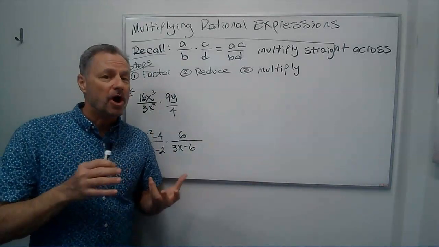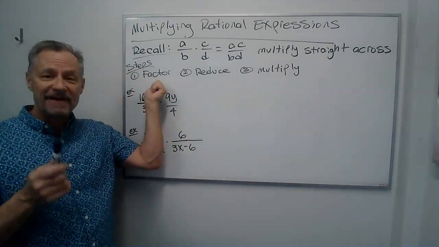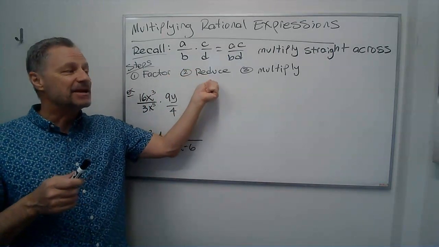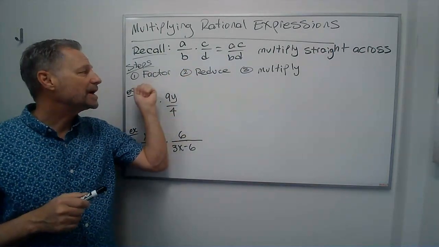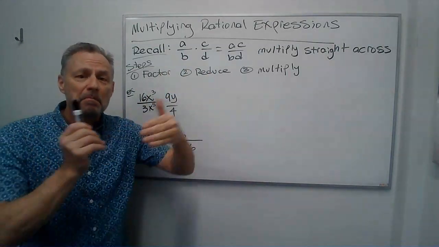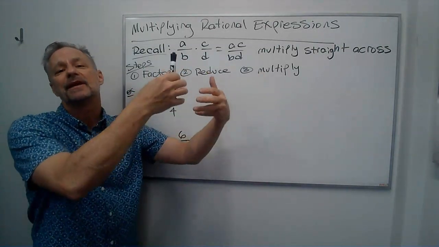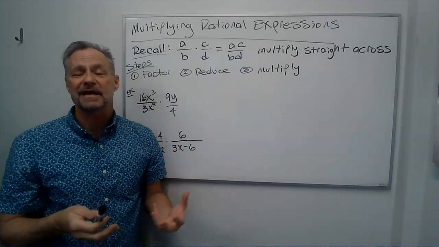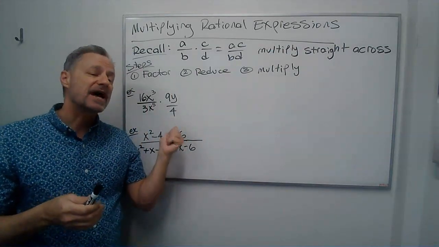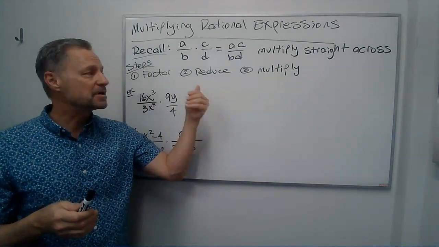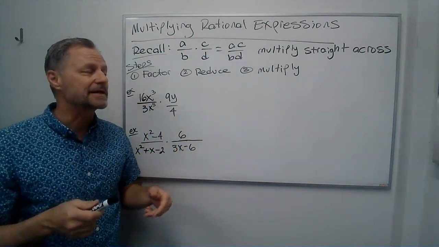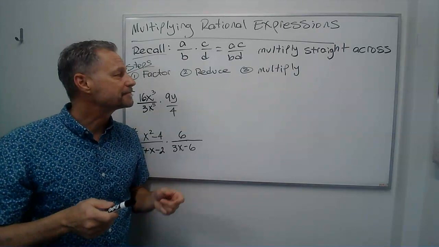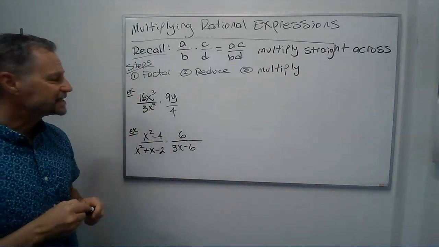What we're going to do often here is we're going to factor first, then reduce, and then multiply straight across. So I like to do it this way. If we multiply first across and then try to factor and reduce, it's going to make things a mess. But if we factor first and then reduce, remember, there's the same factor on the top and on the bottom, things being multiplied, we can cancel them out to 1 and then multiply across. Let me show you an example.